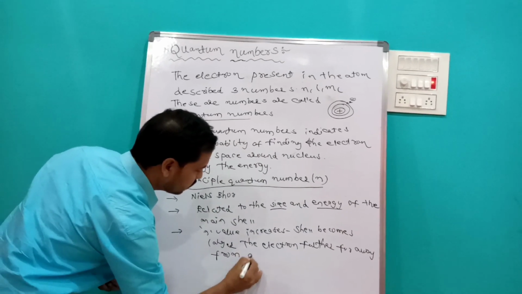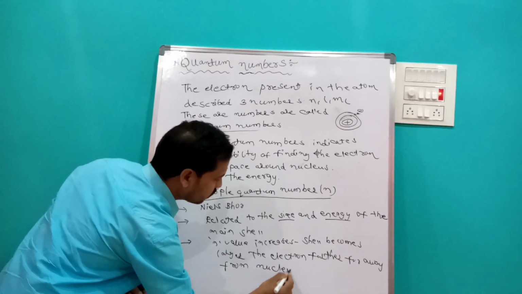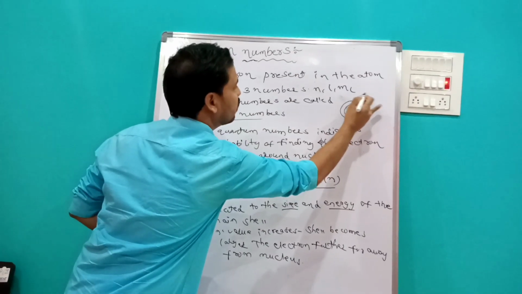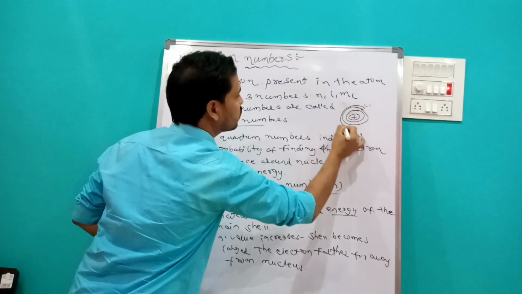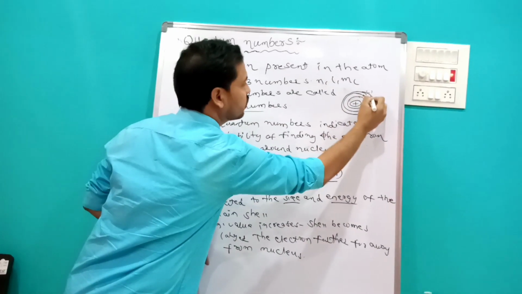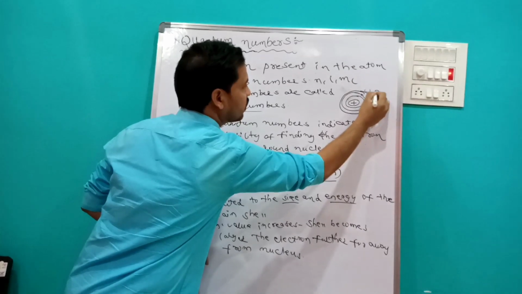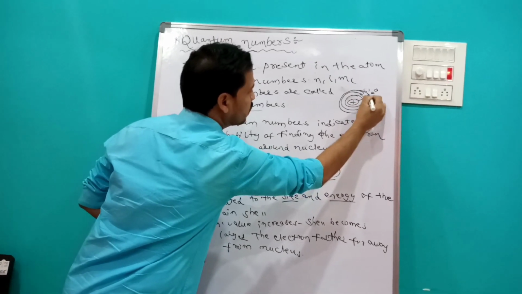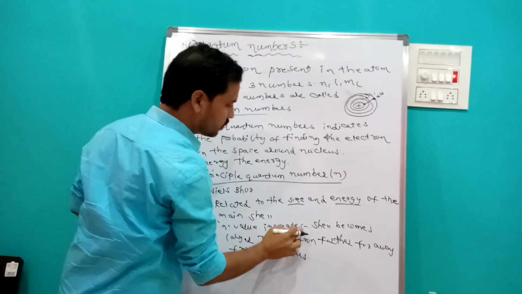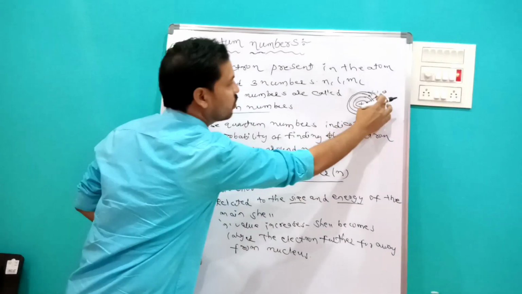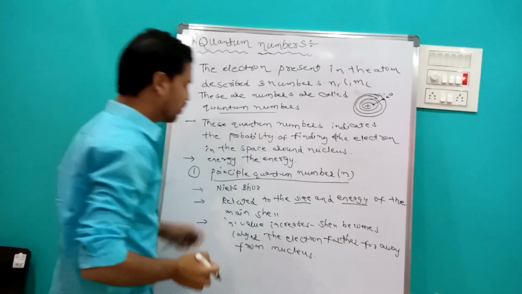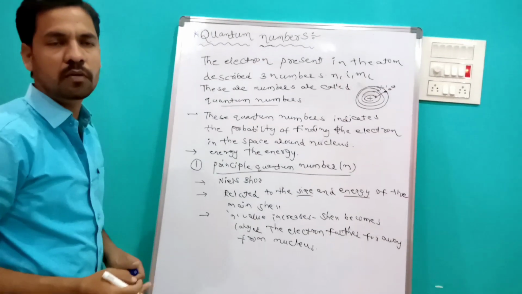Further far away from which one? From the nucleus. If the n value increases, the number of orbits increases, which increases the size of the shell. If the size of the shell increases, what happens? The shell becomes larger, and the electron is present further away from the nucleus. This is the information given by the principal quantum number.